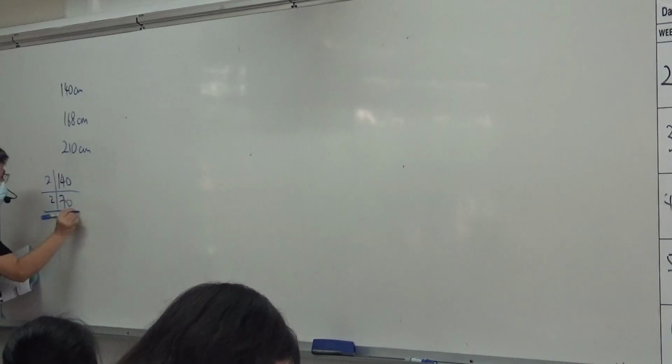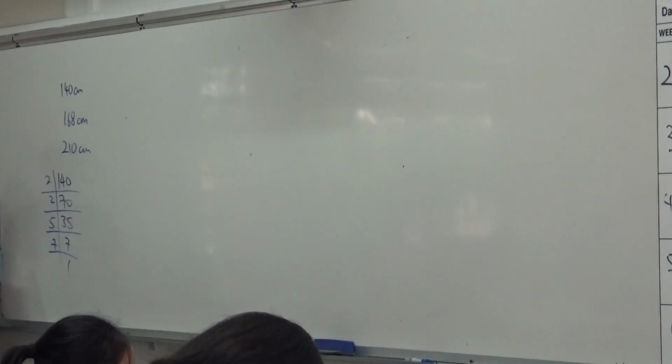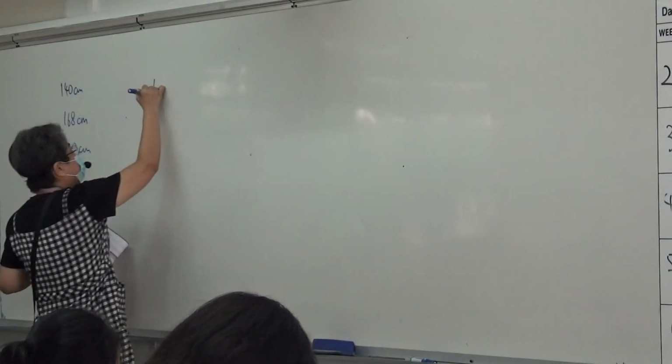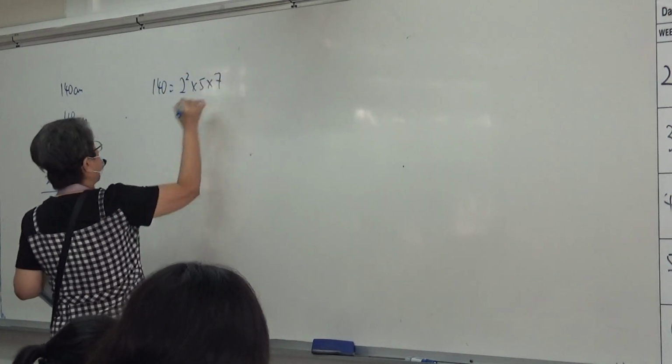Do it for me when I'm stuck. Now you've got to double check. Am I correct? Yes. So 140 is 2 squared times 5 times 7.